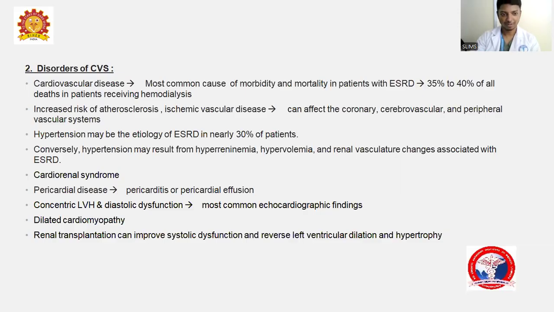We can also see cardiorenal syndrome. We can also see pericardial disease, which is associated with pericarditis or pericardial effusion. Concentric hypertrophy and diastolic dysfunction are also seen, as is dilated cardiomyopathy. Renal transplantation can improve the systolic function and reverse the left ventricular dilatation and hypertrophy.